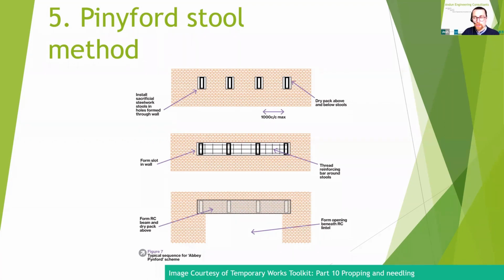The top of the beam must be dry packed to the soffit to ensure that it's bearing against the top of the wall and there are no air pockets at the top, which could have been formed during the concrete casting process. And then once the concrete is cured sufficiently, the wall can be broken out, and hey presto, you've got your opening beneath your wall.